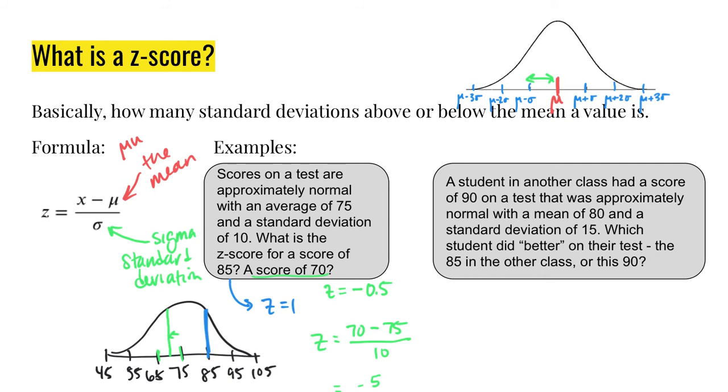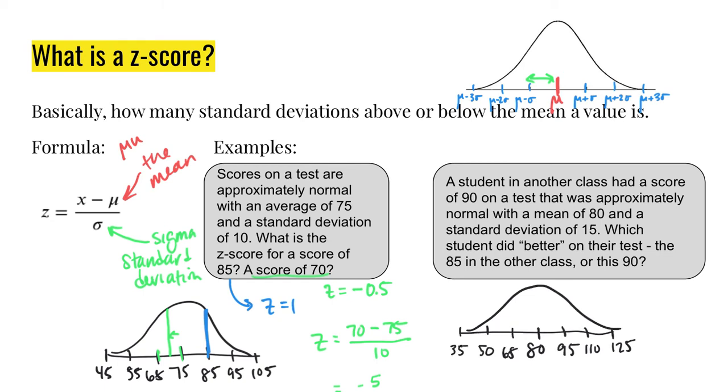So in example number 2 right here, you're going to see a student in another class had a score of 90 on a test that was approximately normal with a mean of 80 and a standard deviation of 15. Okay, this is a whole new distribution. Poorly drawn. Let me start out. Sorry, you guys didn't even see it because I erased it. Okay, we've got a mean of 80 and a standard deviation of 15. So I've got 95, 110, 125. Is this even practical? Nope. That's why these are all hypothetical distributions, 50 and 35.